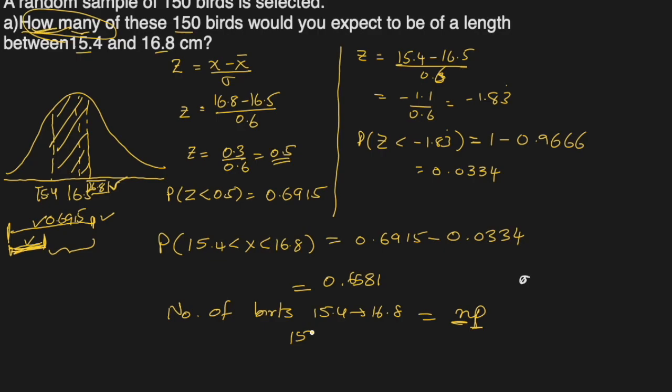So 150 was the total number multiplied by probability 0.6581, which comes out to be 98.715. And since I have rounded off most of them, I can't give this as a number. So 99 birds are expected to have a length between 15.4 centimeters and 16.8.